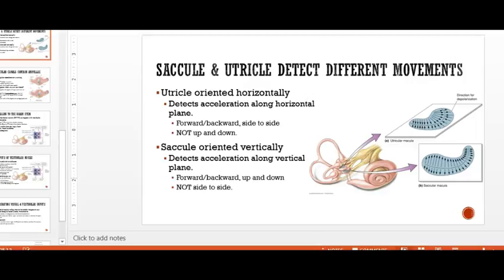Are these going to be responsive to a forward lurching motion? I think they are, right? So I think you've got detectors from the saccule that are picking this up. You've got detectors from the utricle that are picking these things up. So I think both of them are going to be responsive to this. They're both responsive to that forward, backward type motion. Does that make sense?